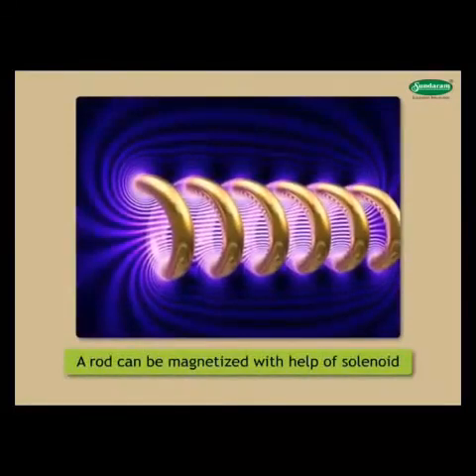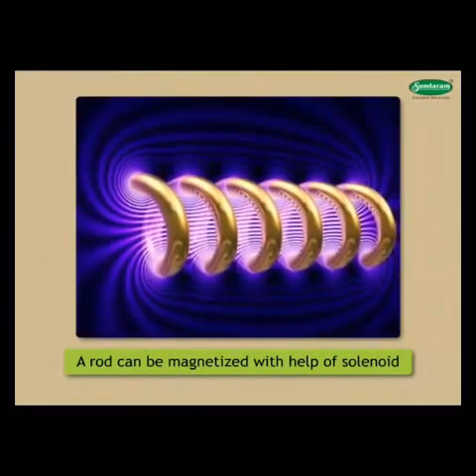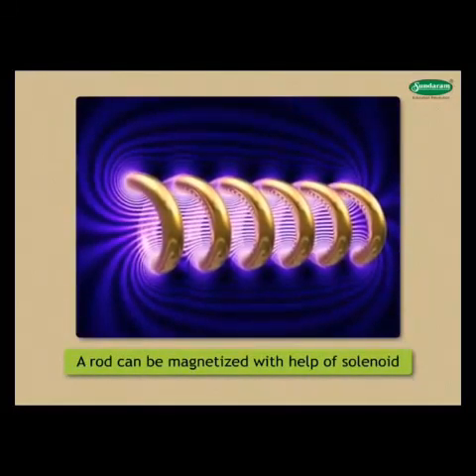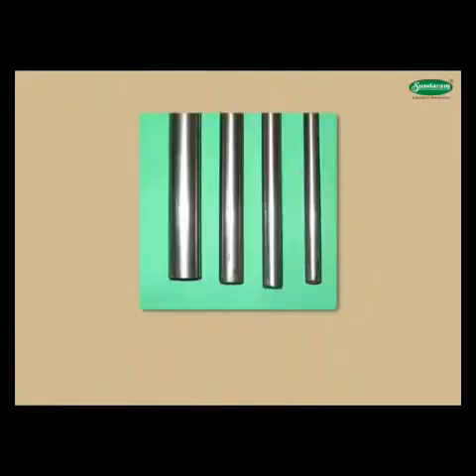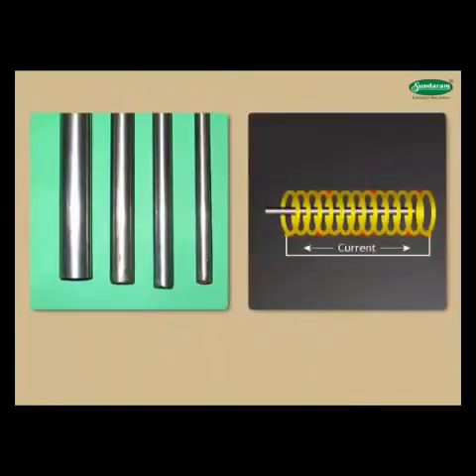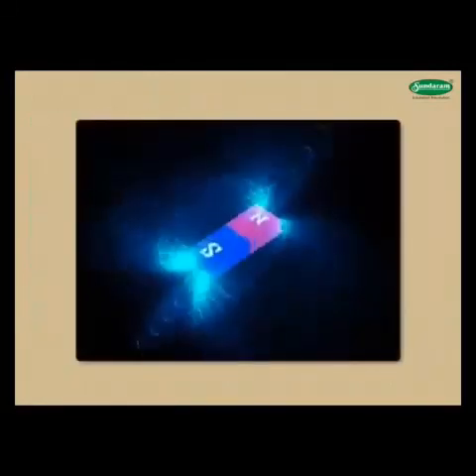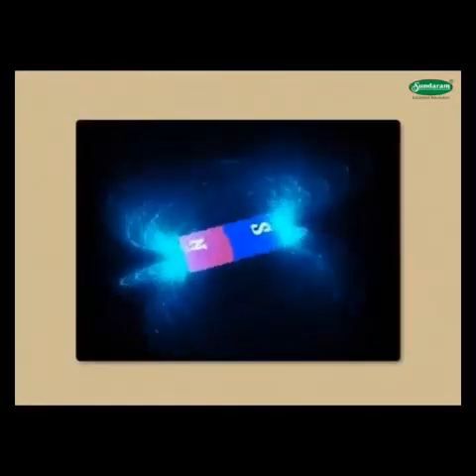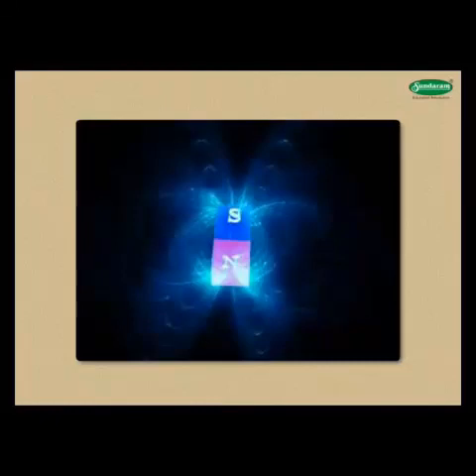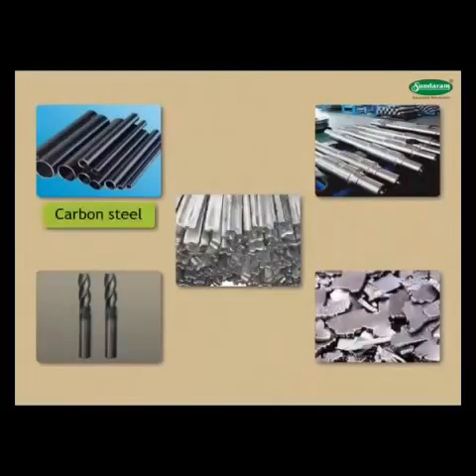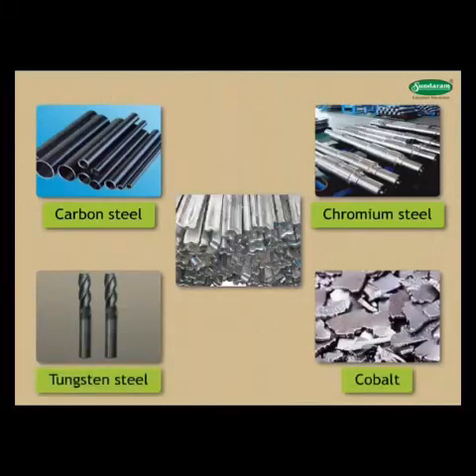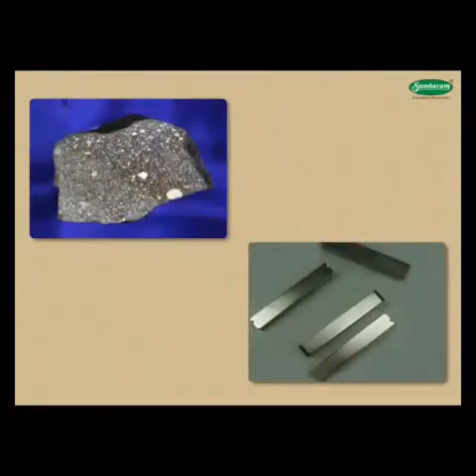With the help of a solenoid, we can magnetize a piece of rod of a given material. If the rod is hard steel and if the magnetic field is strong enough, a permanent magnet can be produced. Permanent magnets are usually made of carbon steel, chromium steel, cobalt and tungsten steel, and some alloys. Two such alloys which are used in industry are Niperimag and Alnico.